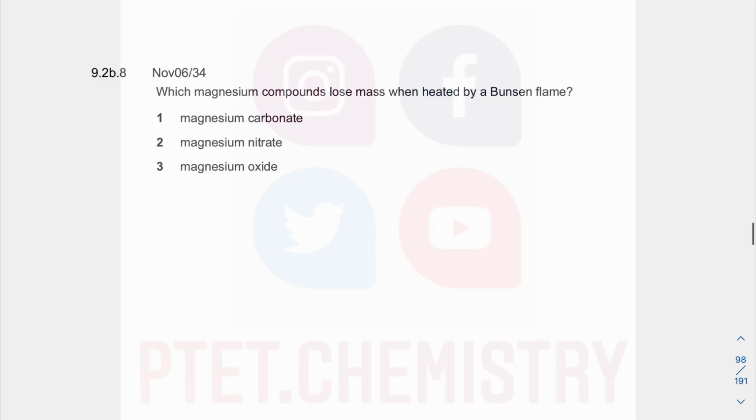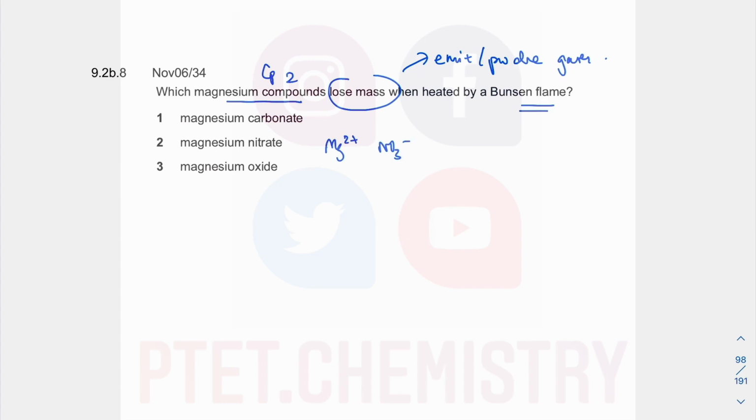Moving on to the next question. So this is asking which magnesium compound, which is a group 2, loses mass. Loses mass means it emits or produces gases when you heat it. Okay, so we know magnesium nitrate, there is magnesium 2+, nitrate is NO3-. Your LCM is 2, so you need 2 of that. That is just Mg(NO3)2.